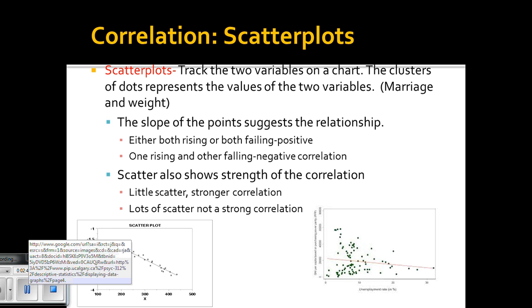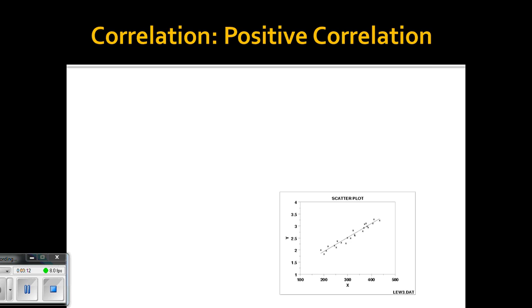The slope of the points suggests a relationship. Either both rising or both falling is going to be a positive correlation. One rising and one falling is going to be a negative correlation. So you have this one particularly rising in one direction and then this one falling in a certain direction. Little scatter shows a stronger correlation. So this one is going to be a really strong correlation because there's not a lot of scatter, versus this correlation.